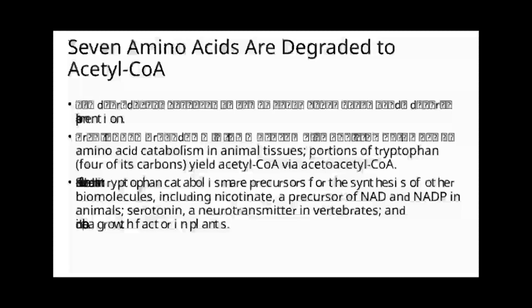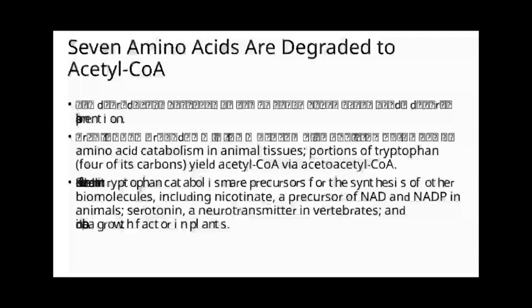Additionally, tryptophan catabolism leads to the formation of serotonin, which is well known as a neurotransmitter in vertebrates, influencing mood and other functions. And in plants, one of the intermediates, indole acetate, acts as a growth factor, highlighting the diverse roles of these metabolic pathways across different organisms. Overall, understanding these pathways helps us see how amino acids are not just building blocks for proteins, but also crucial for producing molecules essential for various biological functions.